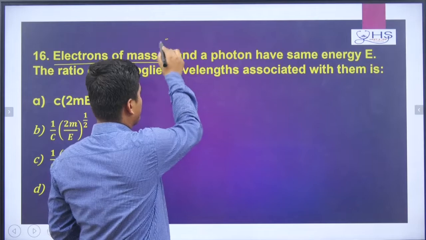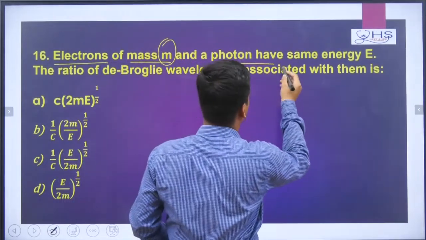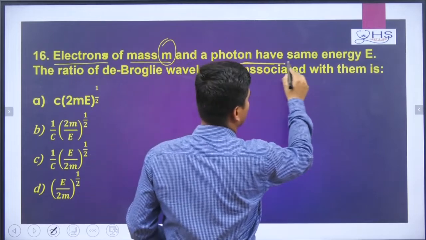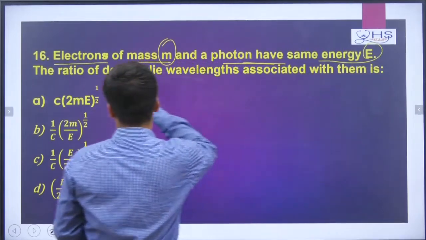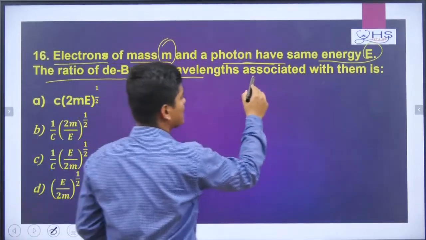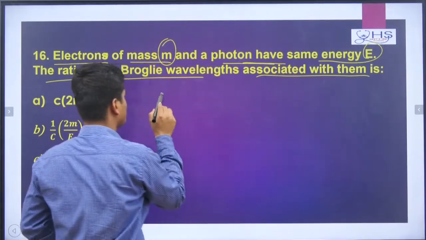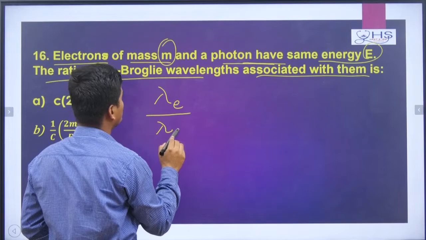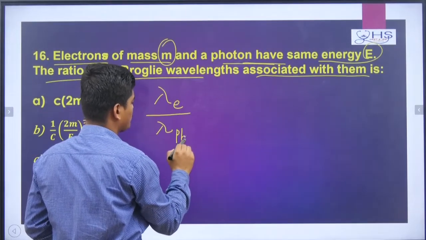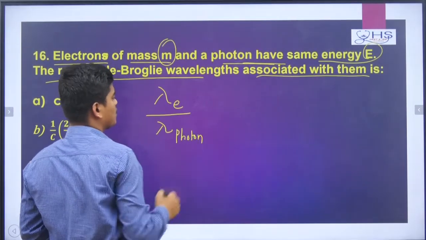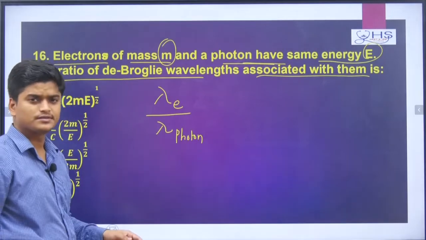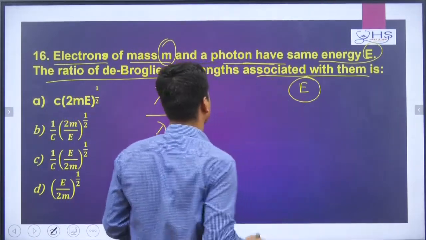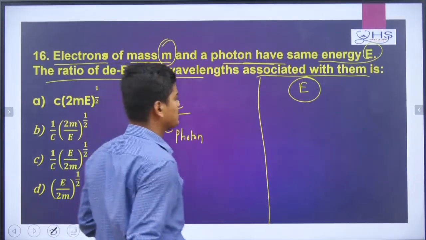Electrons of mass m and a photon, so one electron of mass m and a photon have the same energy E. The ratio of De-Broglie wavelength associated with them is how much? That means you have the wavelength of electron and the wavelength of photon, so that ratio you need to find, and here they are telling energy for both of them is the same. So both have energy E.